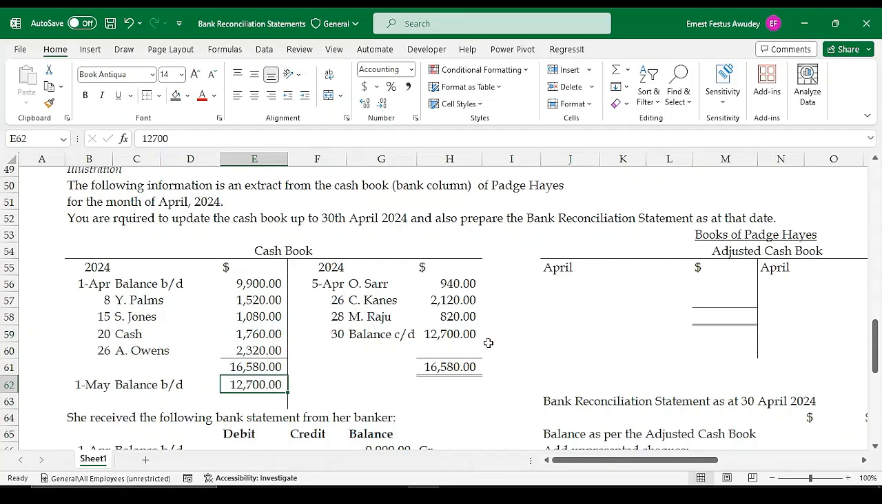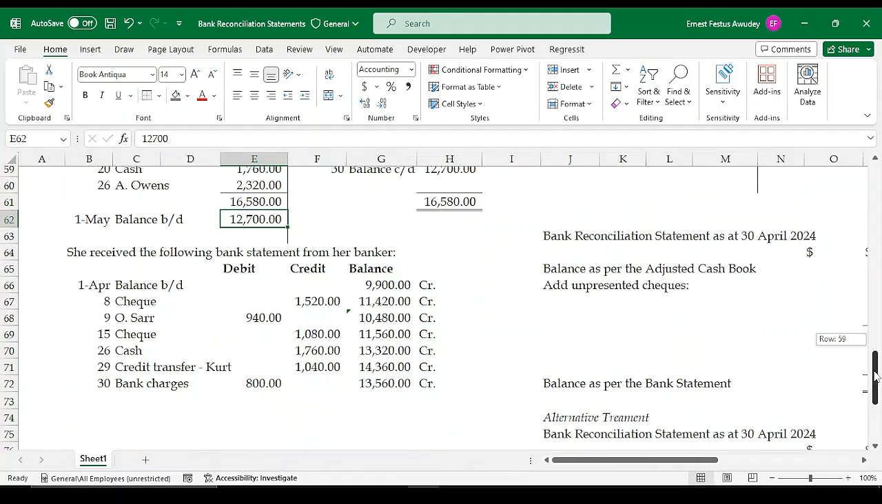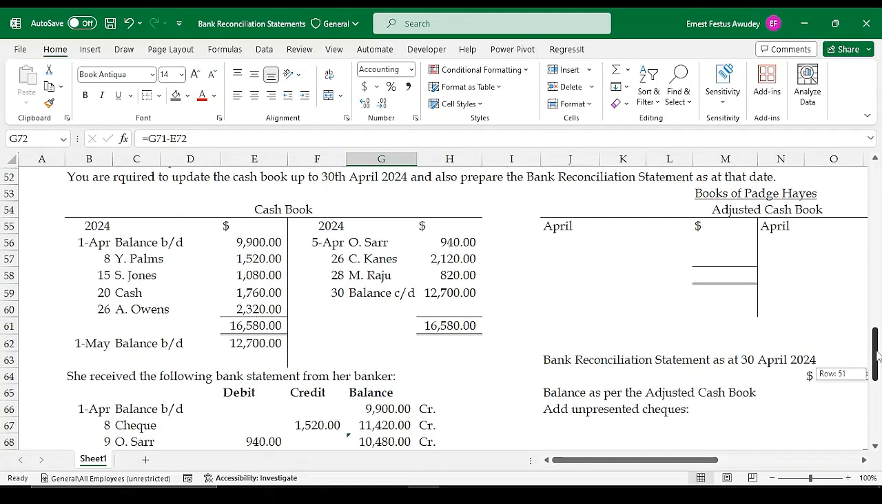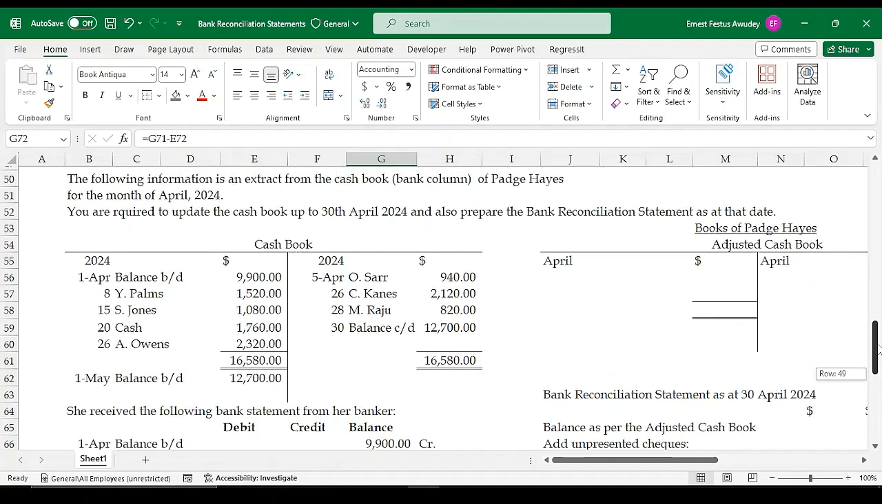And then we also have the following bank statement she received from her banker for the month of April. So this is the bank statement. You have received the bank statement, and the bank statement is also showing a different balance of 13,560. Meanwhile, the cash book balance is showing $12,700. So there's a difference between the two balances. Ideally, this should be the same. All right. So that is what you're coming to do. That is what we have for this particular question.